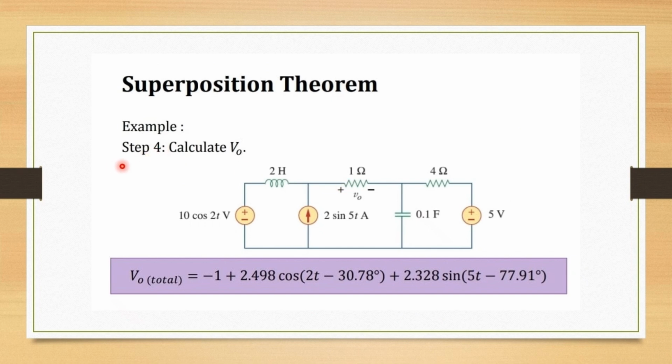Now finally, we calculate V0, which is the total sum of V1, V2 and V3. So this is the final answer.